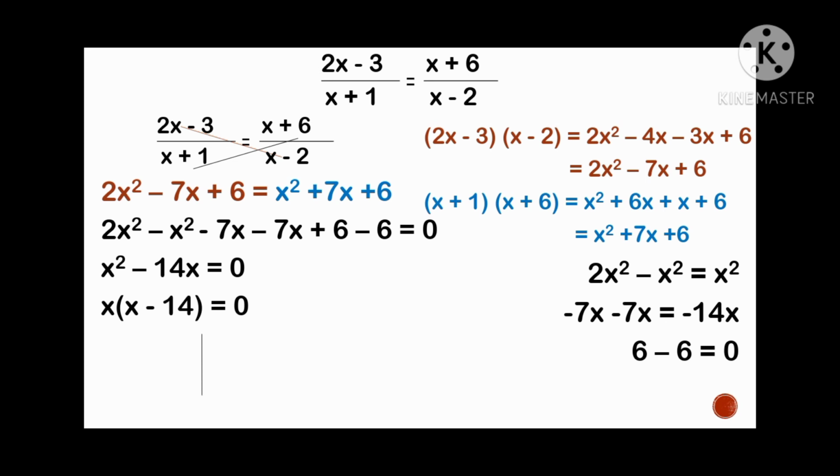Then use factoring. So the common factor of the terms x squared and negative 14x is x. So factors now are x and x minus 14 equal to 0. Then equate each factor to 0. So we have now x is equal to 0. Then x minus 14 equal to 0. So the values of x now are 0 and 14.